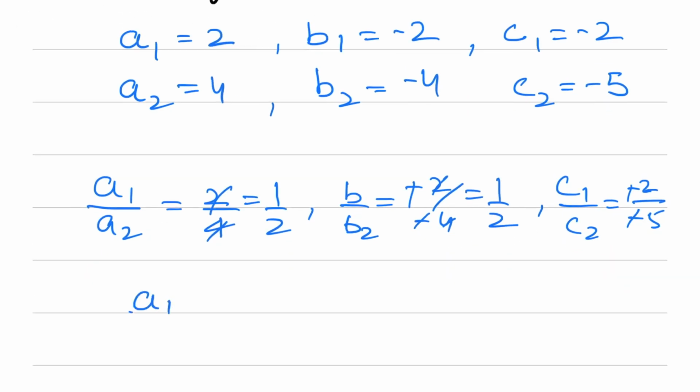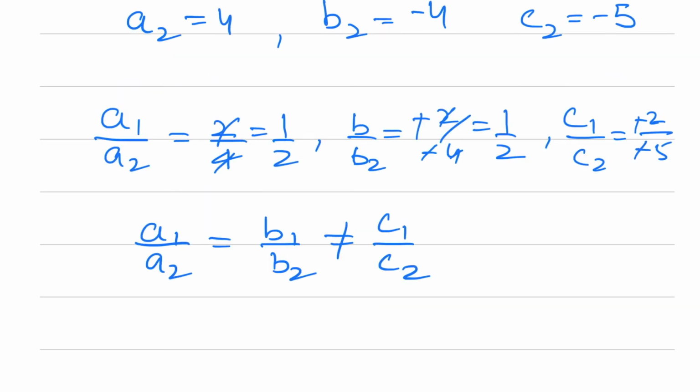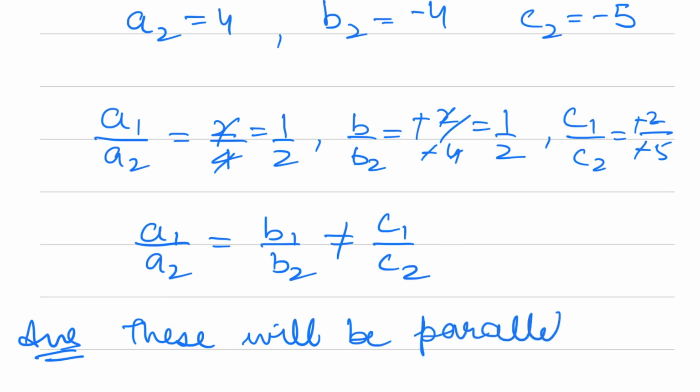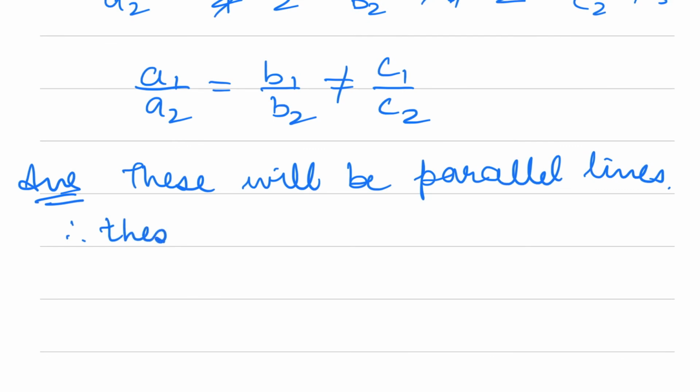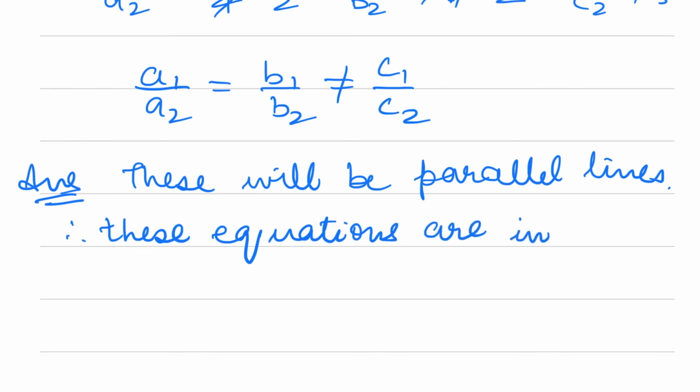So I can see that a1 by a2 is equal to b1 by b2, but it is not equal to c1 by c2. So we can figure out from this ratio that these two are parallel lines. Therefore, these equations are inconsistent. Correct? So we can't obtain a solution because these are parallel lines.